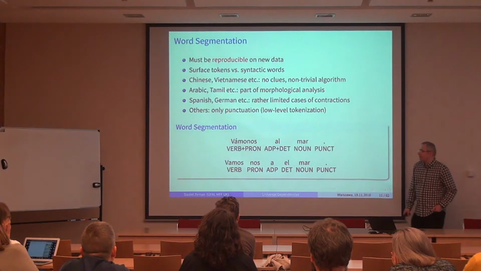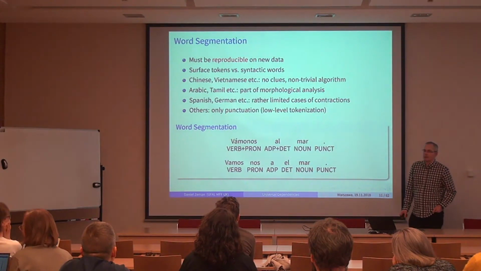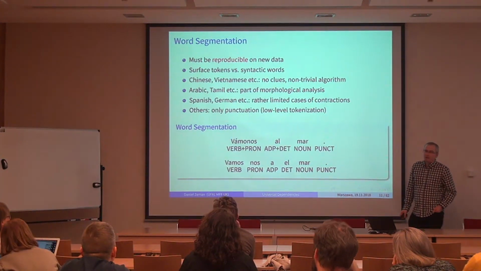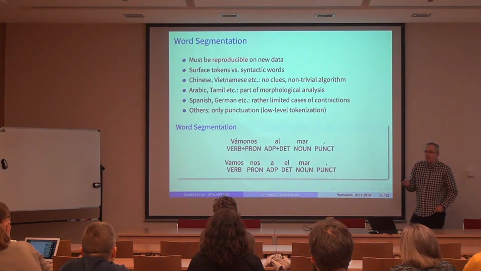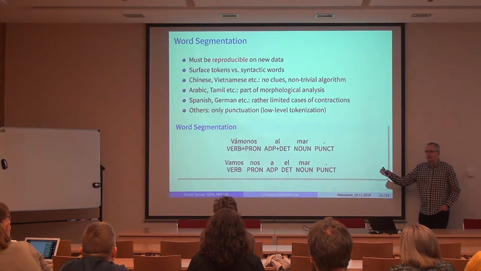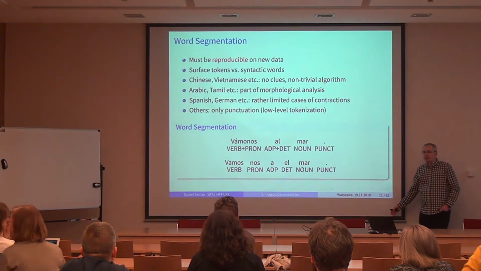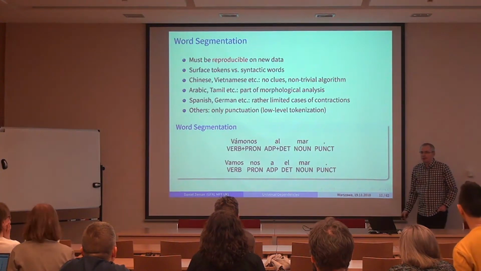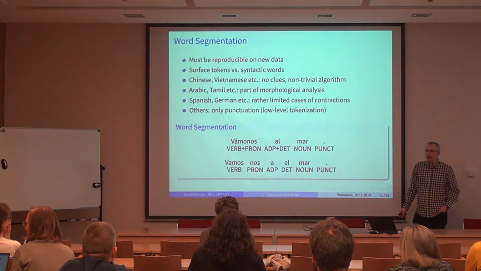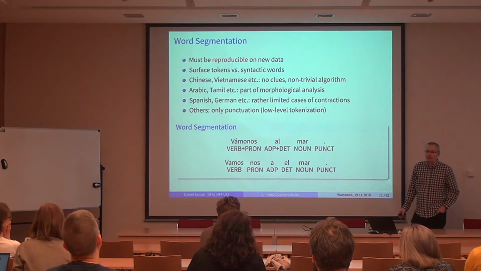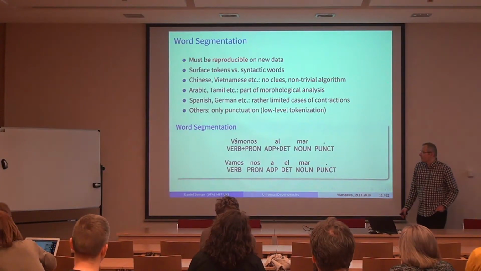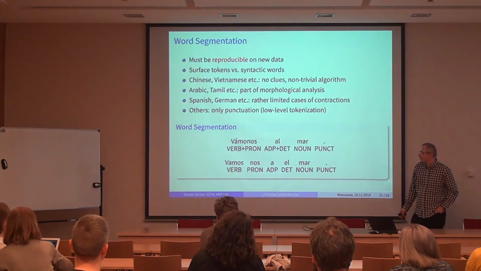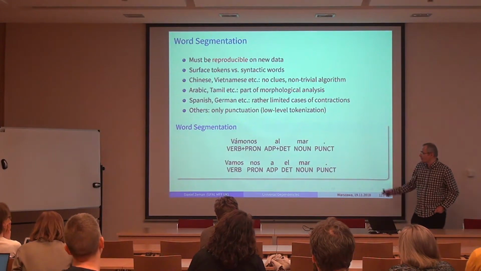So starting from the lowest level, which is word segmentation. There are various problems in word segmentation depending on the language. In some languages it's just the low-level tokenization. You have to cut off punctuation symbols and that's it. At the other end of the scale, there are languages like Chinese or Vietnamese where you don't really have any word boundaries visible in the text and you have to do something about it. And somewhere in the middle, or maybe closer to the first case, we have things like the Spanish example.